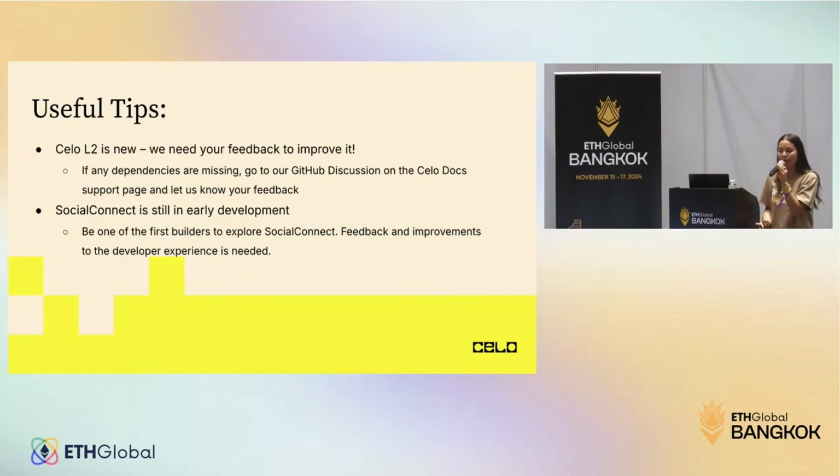So if you're trying to build on our Alfajores L2 that just launched last month and there's anything missing, make sure to check out our docs, and you can find our GitHub discussion page. Add in your feedback, add in your support, get involved in the ecosystem. Maybe we'll make that into bounties and offer bounties for people who are supporting and improving our testnet.